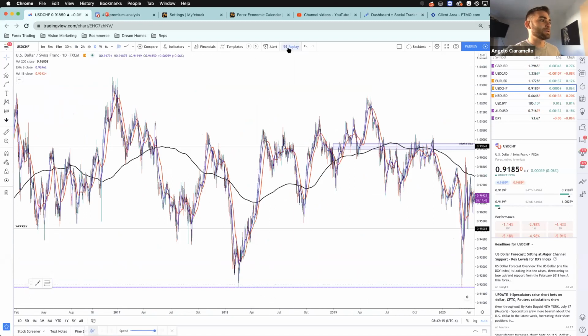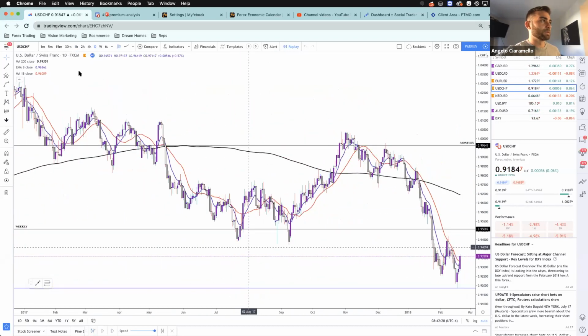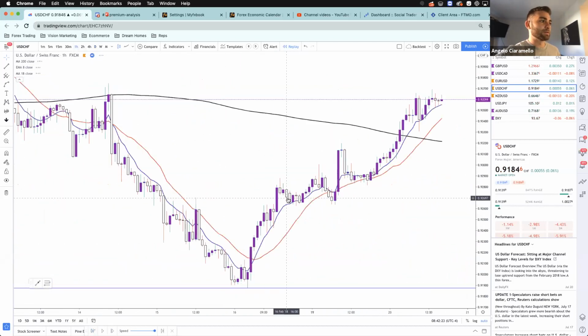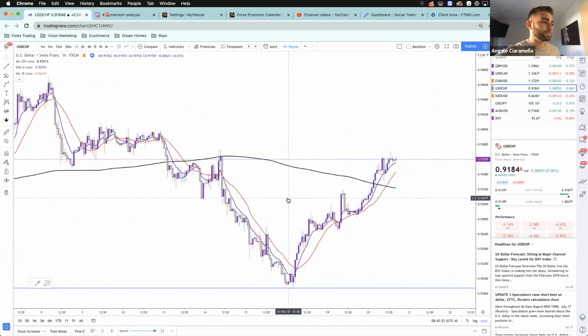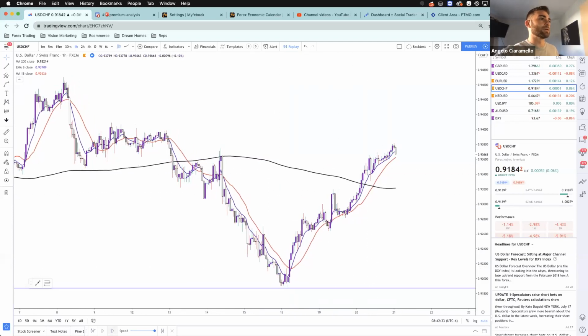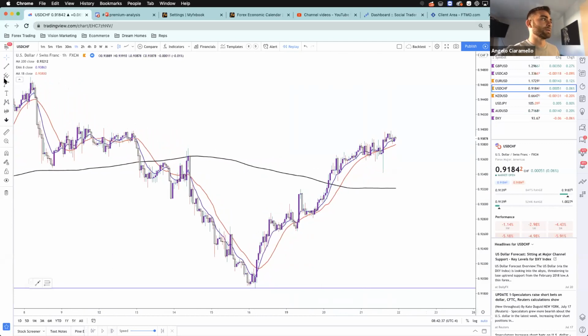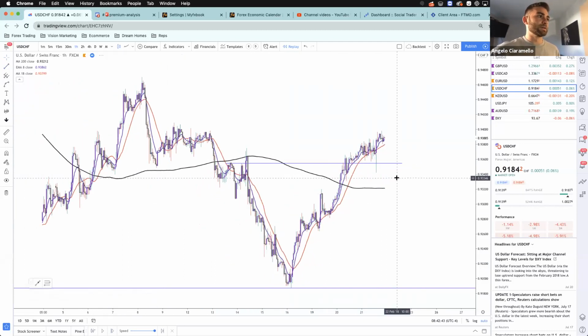Let's go back to this area right here. Let's come down to the 1-hour. So previously we went down, tapped this level, and then accelerated all the way to the upside, eventually breaking 1-hour structure pretty much right here. So we broke this level right here, and this thing continued to be bullish.